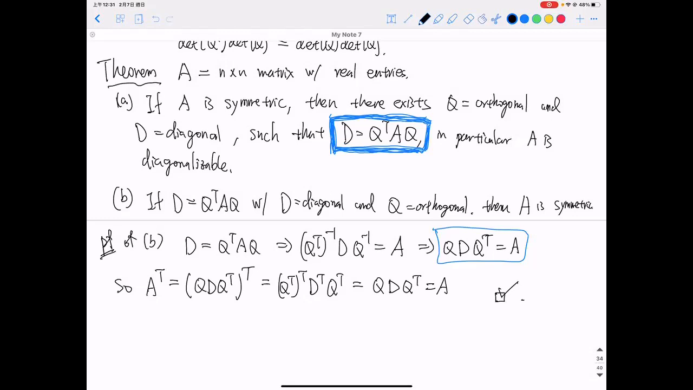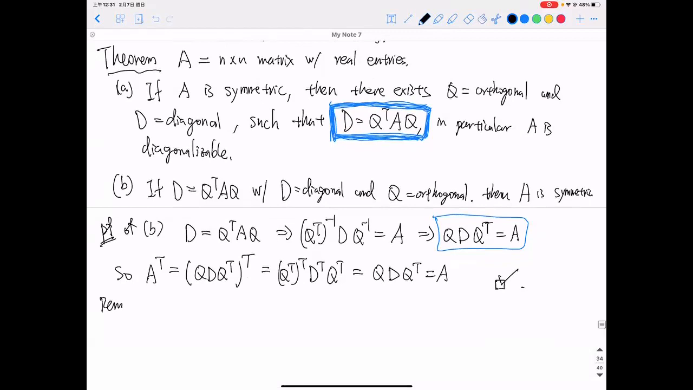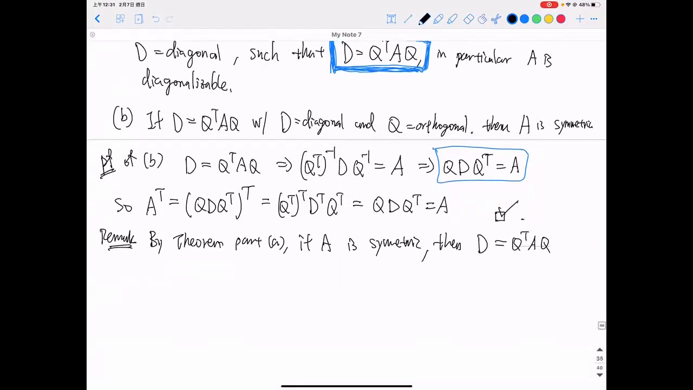Okay, so now a remark. By theorem part A, if A is symmetric, then you can write D equals Q transpose AQ, where the columns of Q are eigenvectors of A. Now, because Q is orthogonal, right? That was the statement we made.